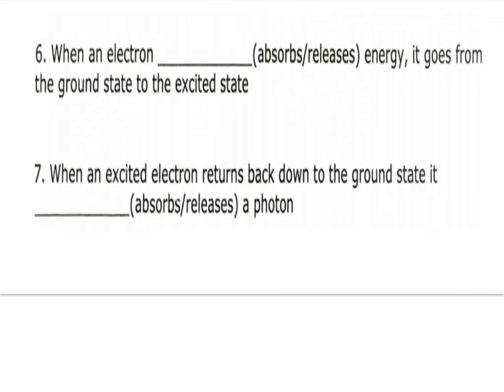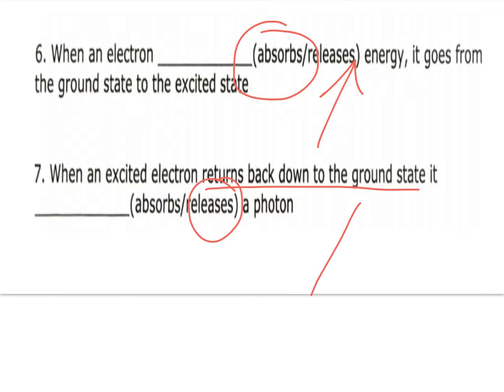All right, so this says, when an electron blank energy, it goes from the ground state to the excited state. And of course, we've been talking about this. Whenever it absorbs energy, it will go from the ground state to the excited state. So it absorbs energy and it jumps up to a higher level. Then when it falls back down to the ground state, it releases energy in the form of a photon. And of course, we see that as light.